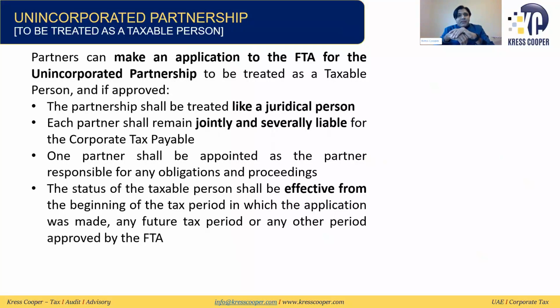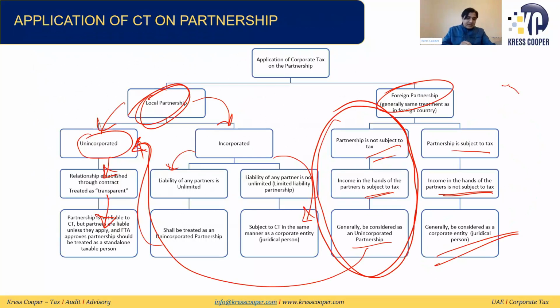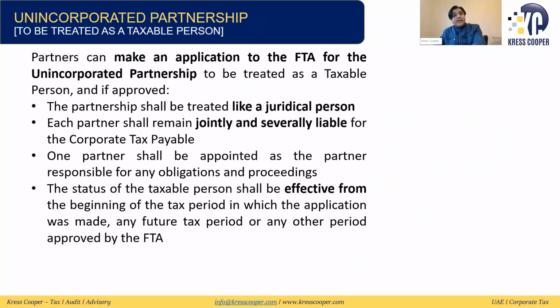A partner can make an application to the FTA for the unincorporated partnership to be treated as a taxable person. We have already discussed this, in the first leg of our diagram, where we discussed the unincorporated partnership. It will be treated as transparent, and partners will be subject to tax unless they have applied to the FTA and it has been approved. Once approved by the FTA, the partnership will be treated as a taxable person, as a juridical person.